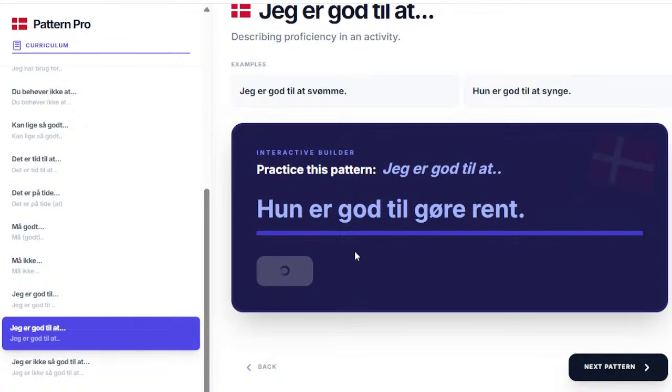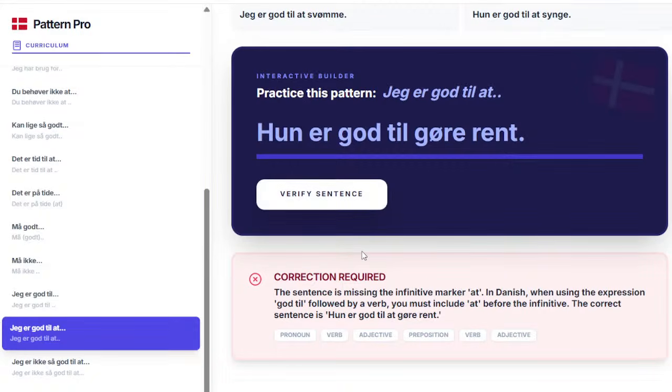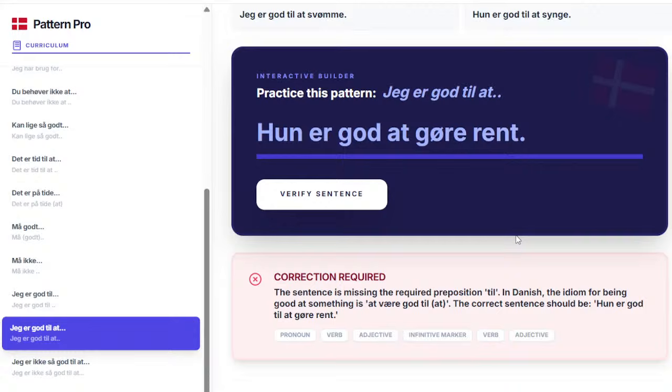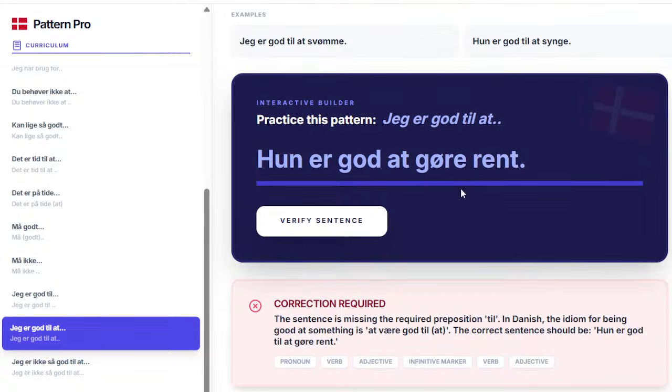Hun er god til gøre rent. It doesn't look right. It ain't right. And we're missing the at, because we have an action. God til at gøre rent. And also, what if we took out the til? Hun er god at gøre rent. I can imagine some people making this mistake, because you're thinking like, okay, good at cleaning, god at gøre rent. But no, we don't do that. God til at. Yeah. You get the point.